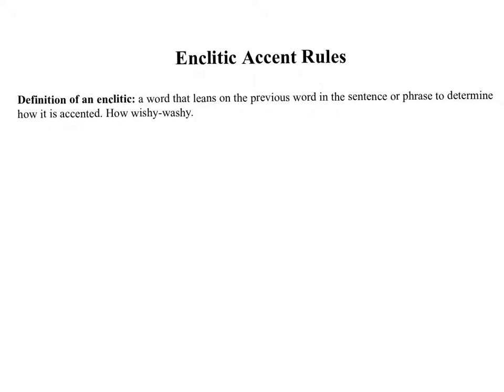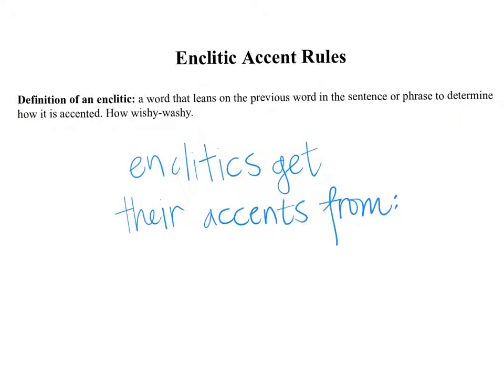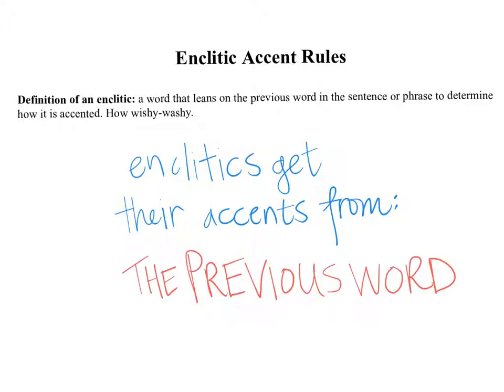So let's begin. The definition of an enclitic is a word that leans on the previous word in the sentence or phrase to determine how it is accented. So again, enclitics get their accents from the previous word. We're going to call that word one.